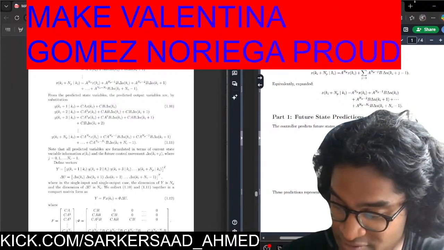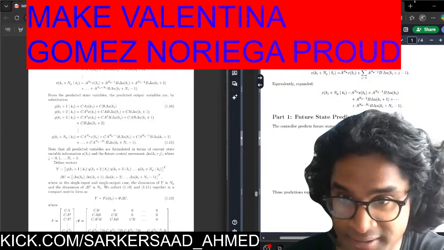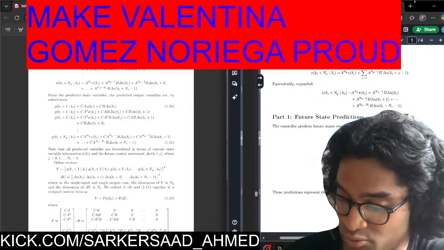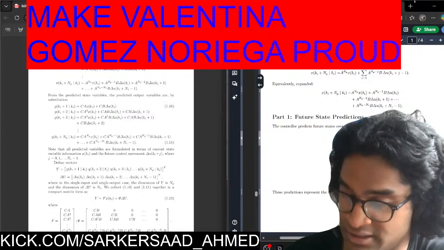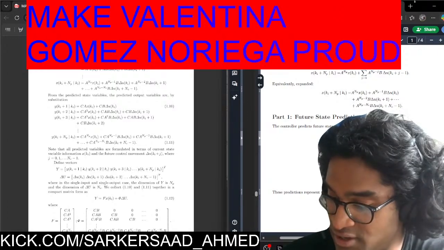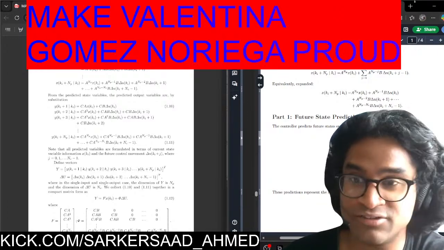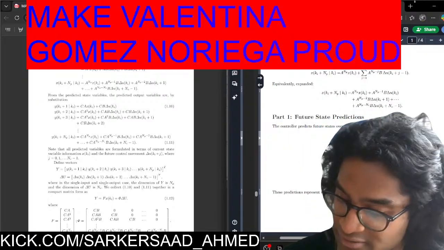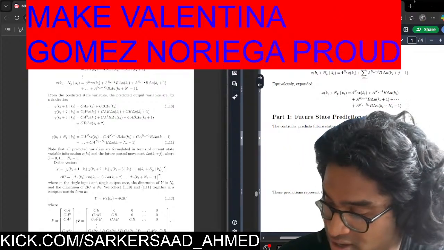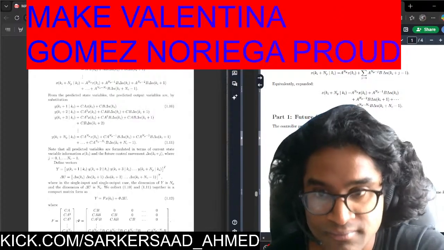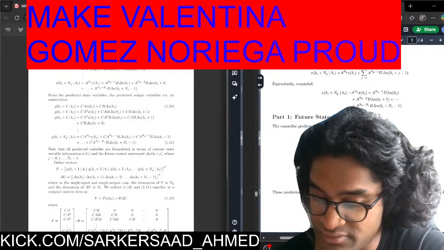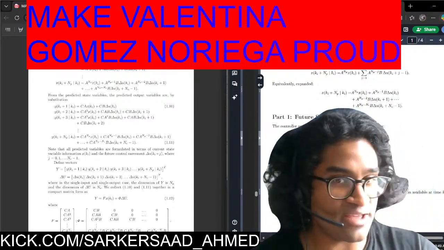The x of k_i plus 1 given k_i, and then the next one would be x of k_i plus 2 given k_i, and the next one would be x of k_i plus 3 given k_i, and so on, until you have x of k_i plus N_p given k_i. So these are your state prediction behaviors.